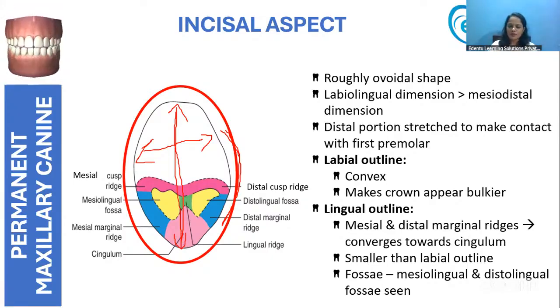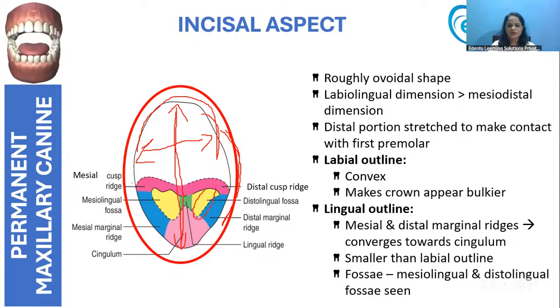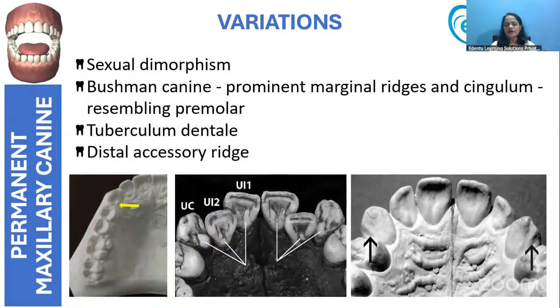Now, if you look at the labial outline, it is convex and makes the crown appear bulkier. The lingual outline is smaller than the labial outline, and the mesial cusp ridge and the distal cusp ridge are very prominently seen from the lingual aspect. The mesiolingual foci and the distolingual foci will also be visible from the incisal aspect. So this is about the different aspects of the maxillary canine: the labial aspect, lingual aspect, mesial, distal, and incisal aspect.